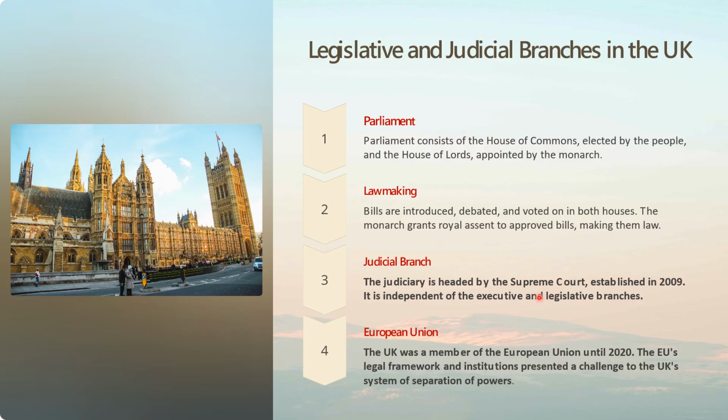And the judicial branch in the UK: the judiciary is headed by the Supreme Court, established in 2009. It is independent of the executive and legislative branches. The Supreme Court is the highest court in the UK, interpreting laws and ensuring justice. Other courts, such as the Court of Appeal and the High Court, hear cases and apply the law.